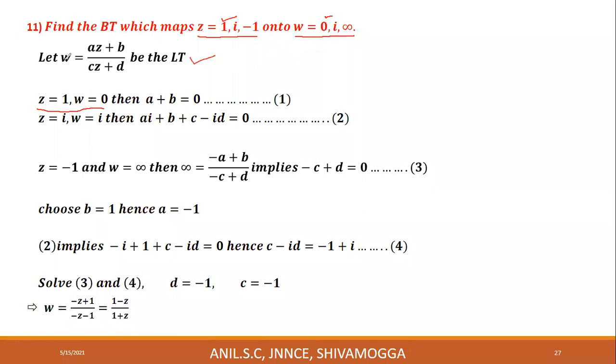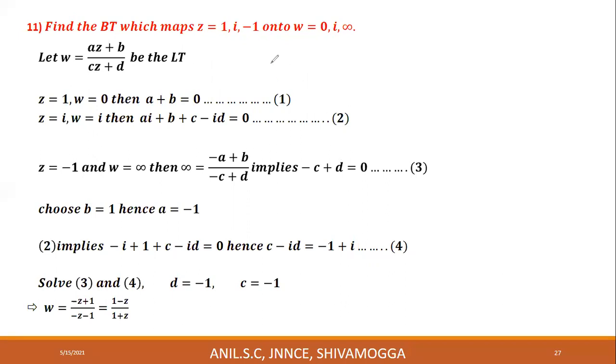Then what you get here is W is 0, Z is equal to 1, therefore AZ is A plus B divided by CZ is C plus D. This implies A plus B is equal to 0 into anything is 0. Therefore, A plus B is equal to 0. Let this be equation number 1. This is obtained by substituting first set of points.